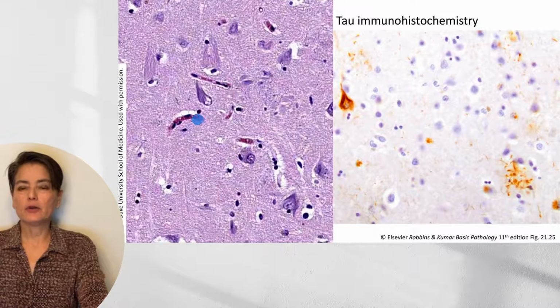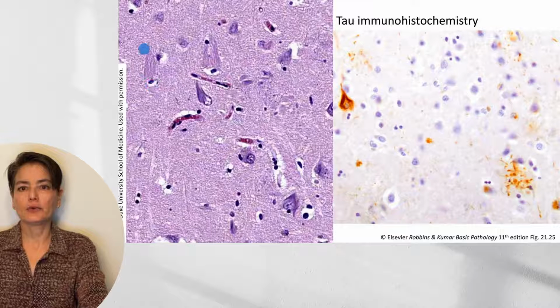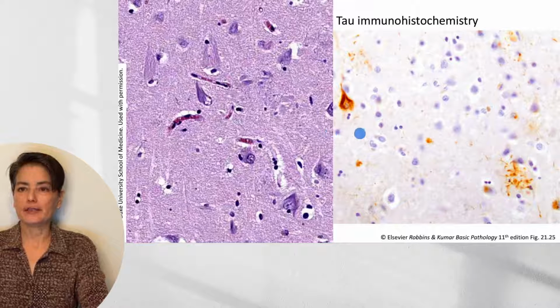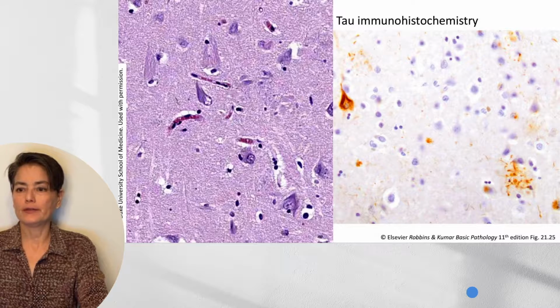And while it can be difficult to appreciate these in the neuron, again, here's a neurofibrillary tangle surrounded by ghost extracellular neurofibrillary tangles. We can use tau immunohistochemistry, nicely highlighting that tangle. But also you can see here we have a plaque, and this is some tau in those dystrophic neurites.